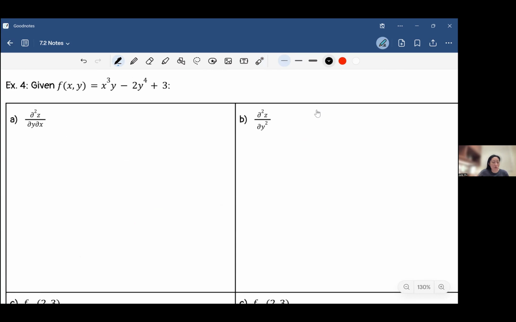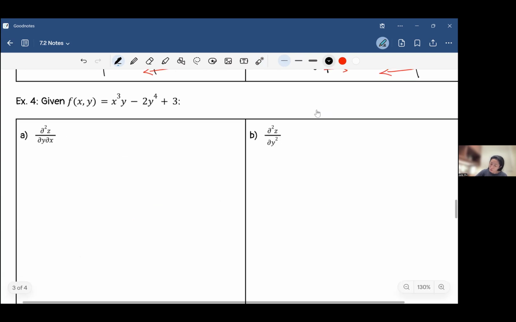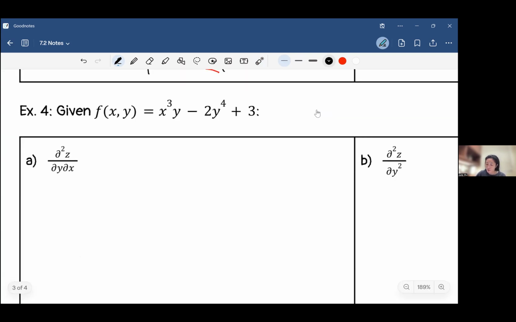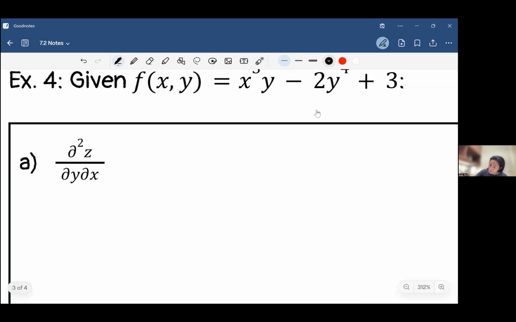We're going to go through example 4 where we just find some of them, and this is more to practice reading the notation, but then when we get to example number 5, we're going to find all of them. So here's my function, f of xy equals x cubed y minus 2y to the 4th plus 3. And this Leibniz notation, let's unpack this a little bit. This is saying find the partial with respect to x first, and then find the partial with respect to y. So with the Leibniz, we do have to read backwards.